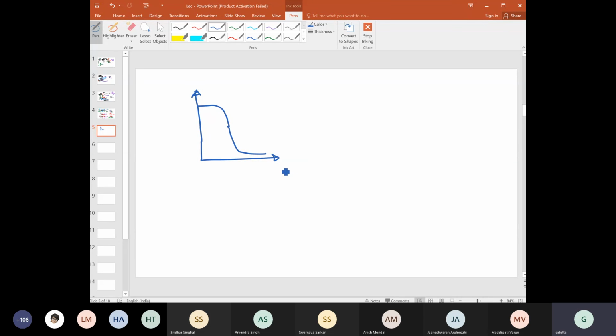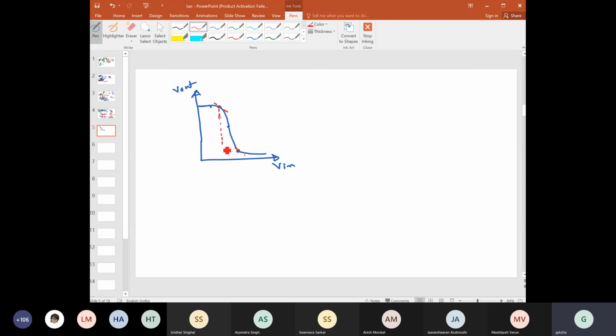So this is V in, this is V out. What we have seen is that up to a certain point it is flat. After that the slope is increasing, and at a certain point it becomes -1. Then the slope further increases. Here the slope is again -1, then it further decreases. So let us point out these two regions.